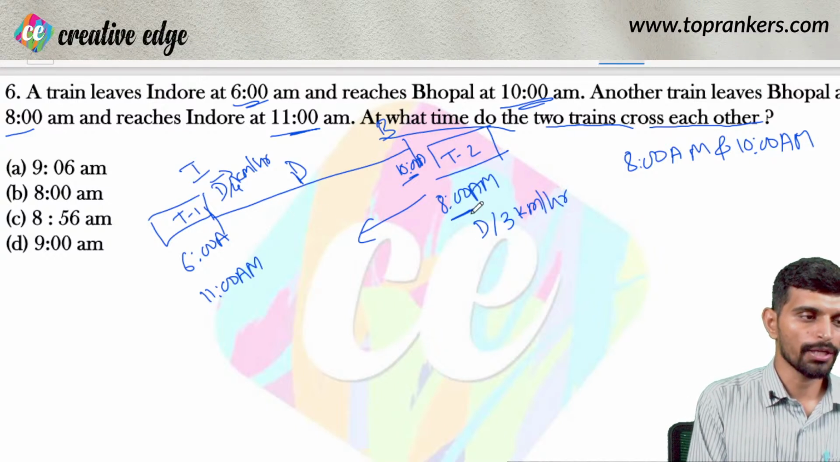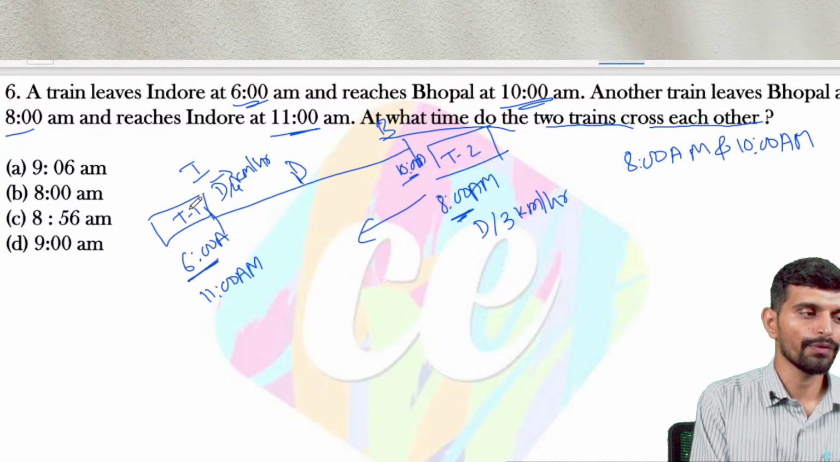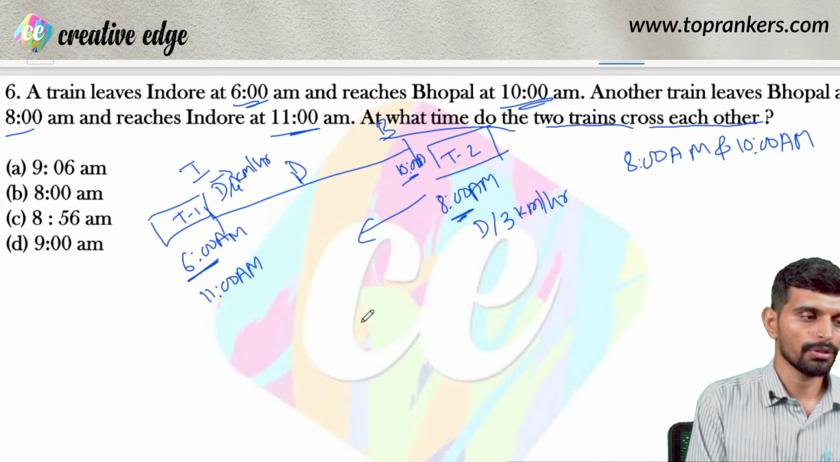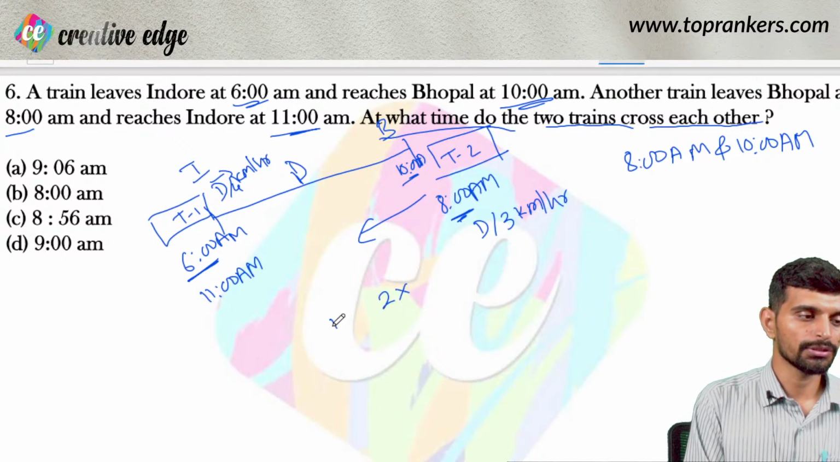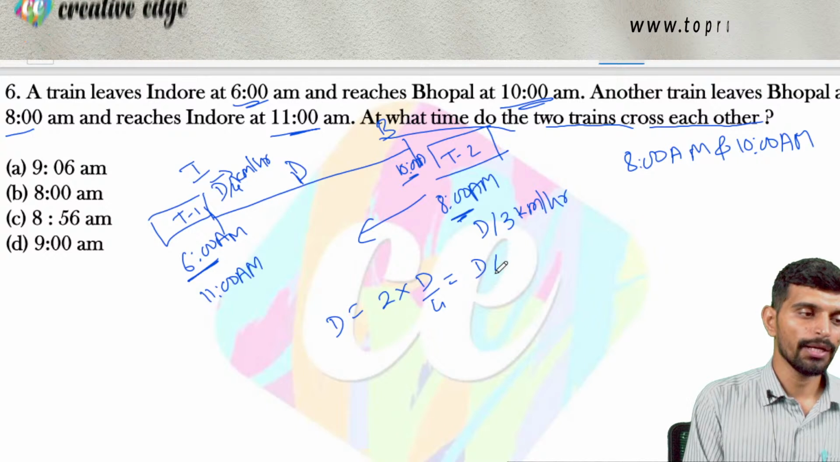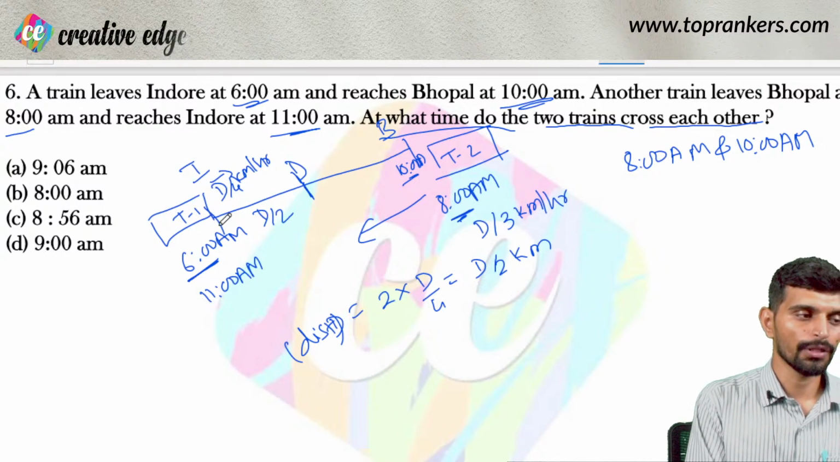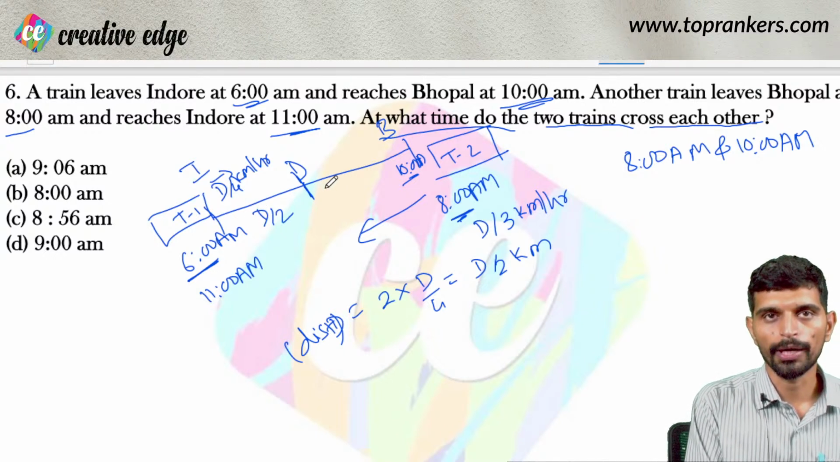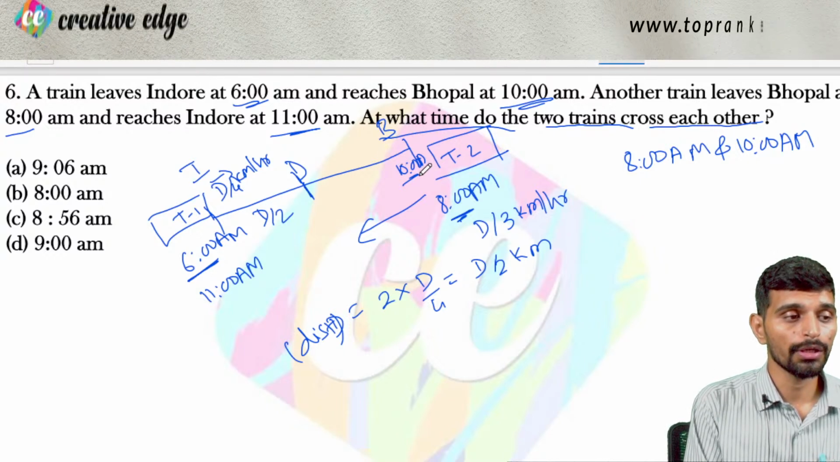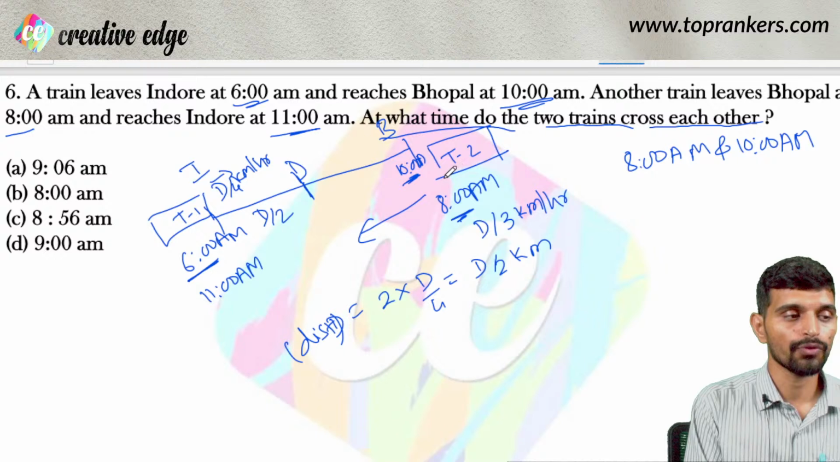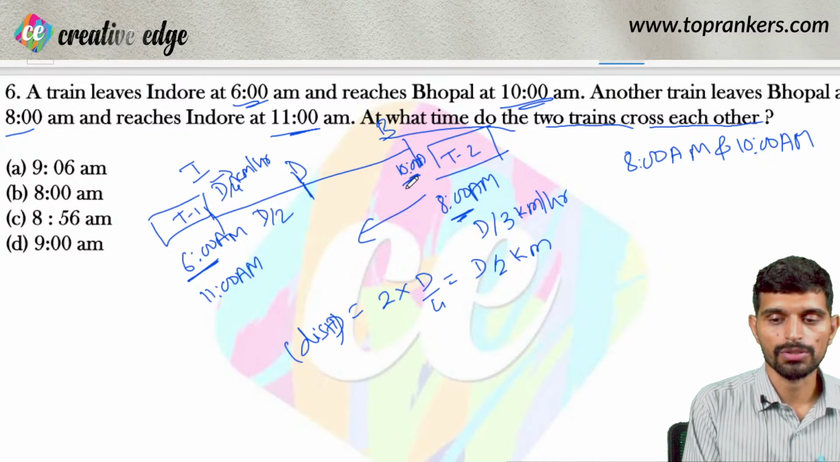So for the first 2 hours before 8 am, only the train moving from Indore to Bhopal is running. So the distance covered by train 1 in 2 hours should be 2 into d by 4, that is d by 2 kilometer. So this is half of the distance that has been covered by train 1, the train moving from Indore to Bhopal, at the time when the train from Bhopal to Indore just starts, right?